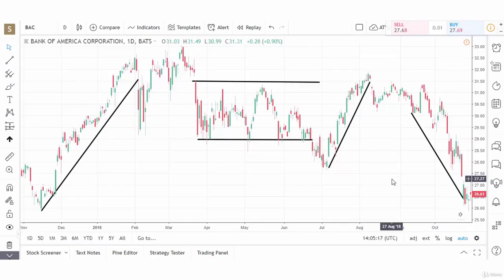So that's how we read a chart in TradingView. That was an example of a line chart, a bar chart, and a candlestick chart. An uptrend, a consolidation pattern, and a downtrend in Bank of America.